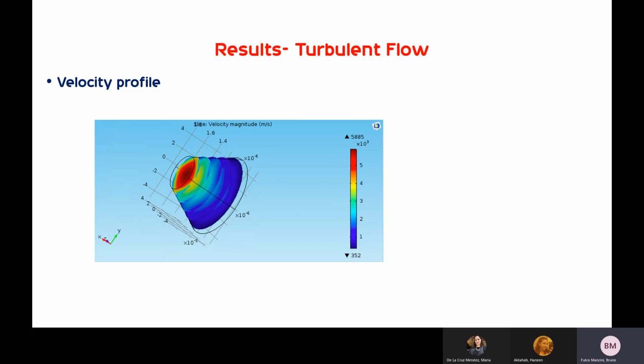So now for turbulent flow, we also got the velocity profile, and the red color means the outlet. So we represented here where it's next to the red color to be the outlet, and we also got that the velocity is higher at the outlet, which is also true from concepts that we know.